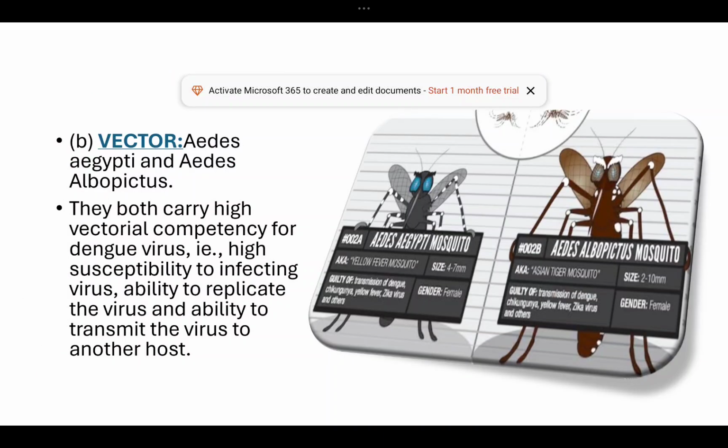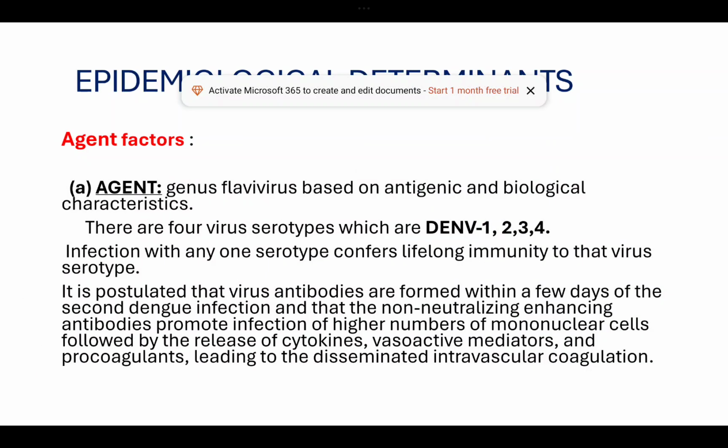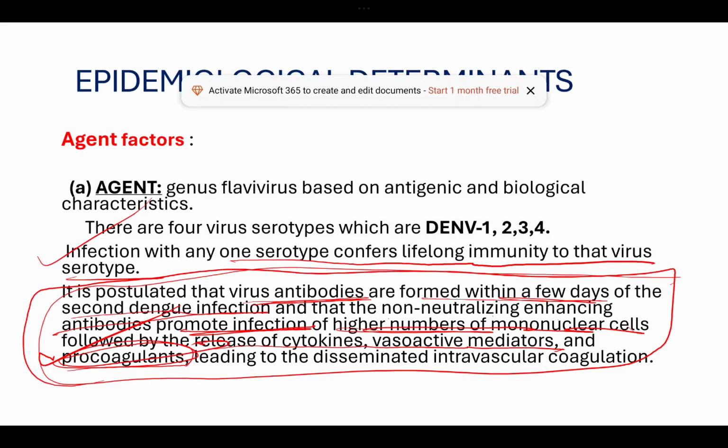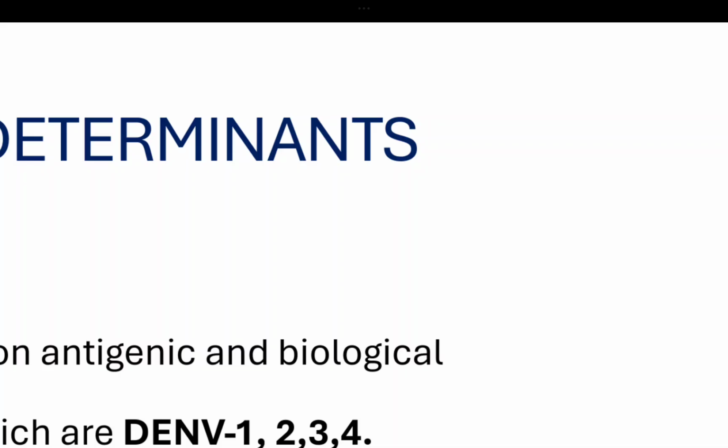Yeah. So we were discussing that the infection with one serotype will give a lifelong immunity against that virus serotype. It is postulated that virus antibodies are formed within few days of the second dengue infection, and that the non-neutralizing enhancing antibodies are promoting the infection of higher number of mononuclear cells, followed by the release of cytokines, vasoactive mediators and procoagulants. So to understand this paragraph, I will go in detail about it. Okay, and then when we come back and read this paragraph, you will get a better idea. So let me explain it to you.